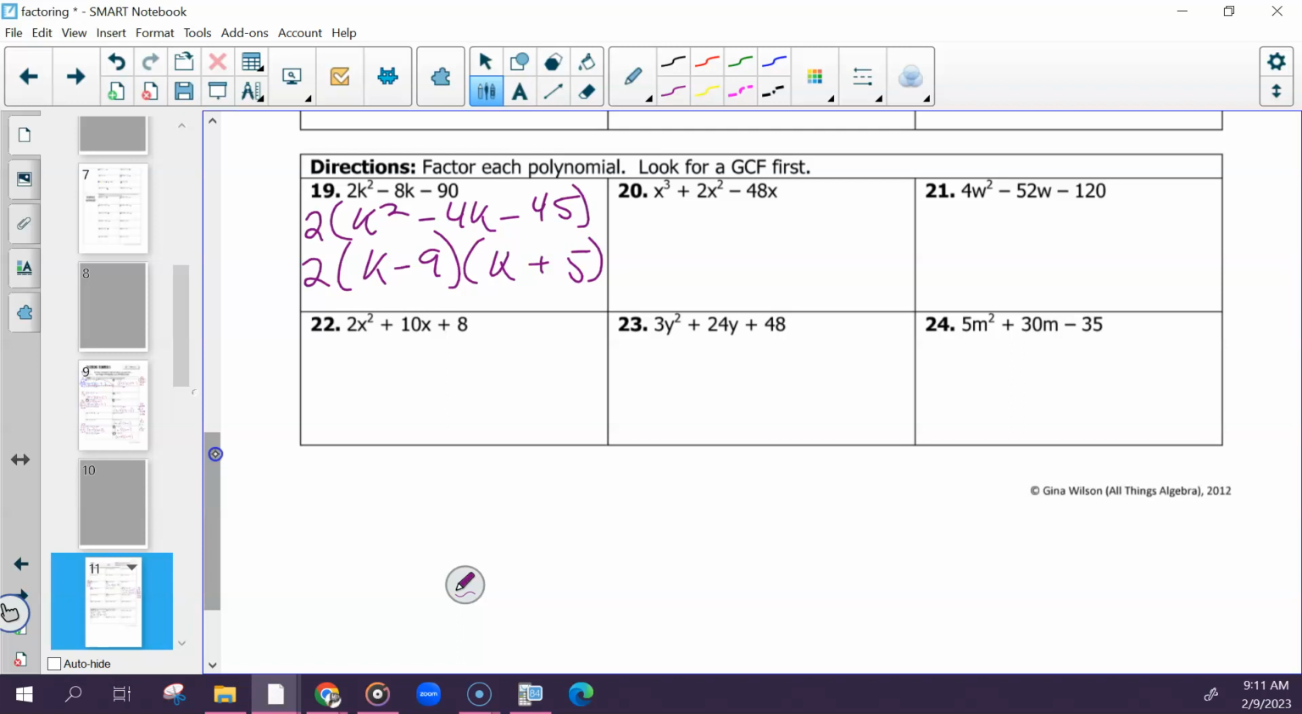Let's do 20. Does that have a GCF? And if so, what is it? Can I divide this one by 2? 1x. Don't really need the 1, just the x. If I divide an x out of each, what's left? X squared.